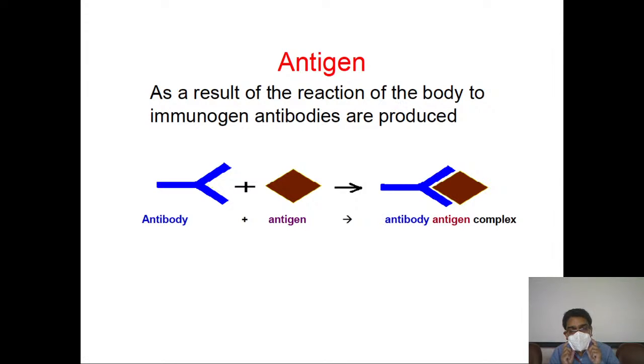This basically starts with your immunity lectures, which must have been covered, so you must be knowing about the antigen and antibody. These immunodiagnostic tests rely upon the detection of antigen or the detection of antibody. As a result of the reaction of the body to an immunogen or antigen, antibodies are produced. Antibody combines with the antigen and leads to an antigen-antibody complex.